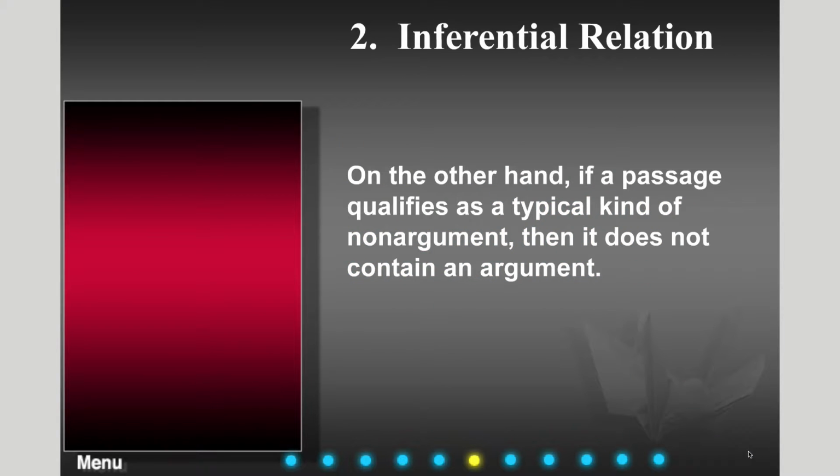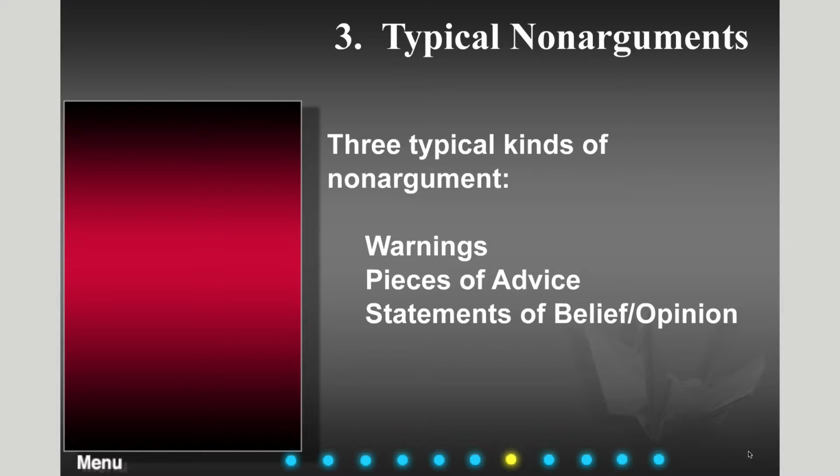On the other hand, if a passage qualifies as a typical kind of non-argument, then it does not contain an argument. So three typical kinds of non-argument, as they're covered in the book quite well with very good explanations, are warnings, pieces of advice, and then of course statements of belief or opinion. Often warnings, pieces of advice, and statements of belief contain merely a single sentence. So you don't see a conclusion supported by two premises that lead you to that conclusion. Rather, they are simply statements.